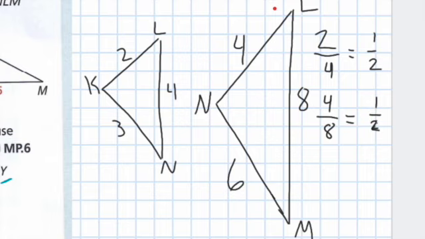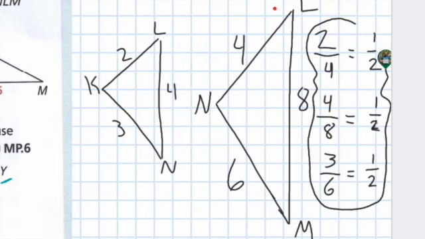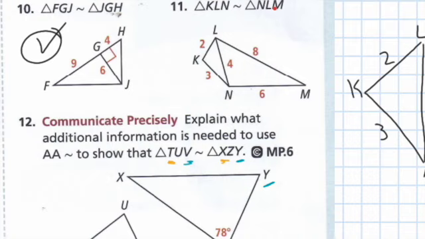And let's check the bottom two, the last two sides. So K to N is 3 units. All three of my sides have proportionality. So because all three of those sides have proportionality, it is fair to say that indeed, yes, this one checks out as well. Those are similar triangles based off of side, side, side similarity.